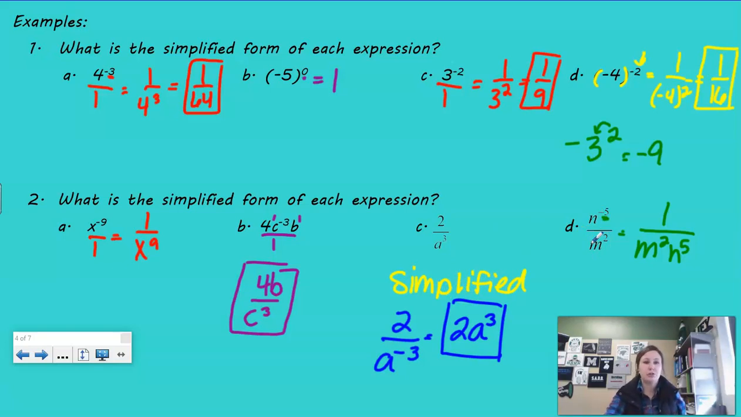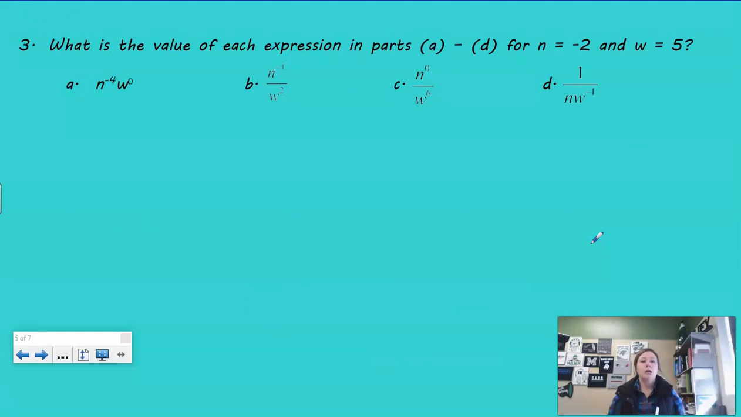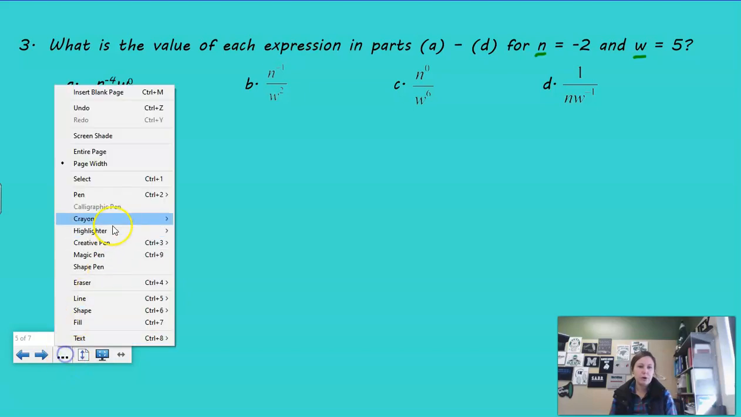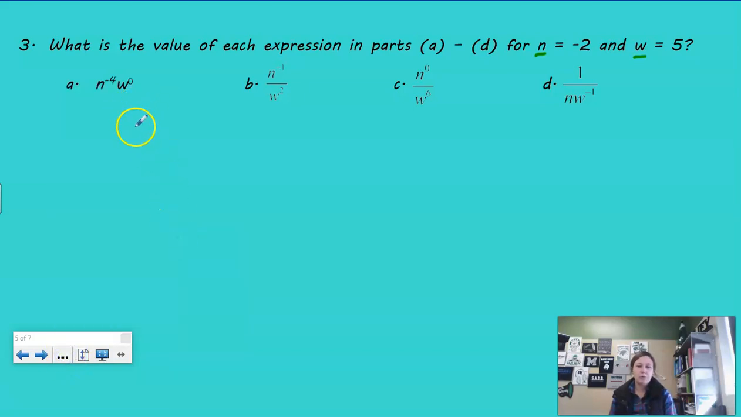All right, so moving on to example number 3 here. Very similar to what we did in number 2, but then there's an added part to it because if you'll notice in the directions, we now are told what our value of our variables are. N is negative 2 and W is 5. So the first thing that you're always going to want to do on these, just to make life easier, is to simplify all of your exponents, make them positive, get rid of things raised to the 0 power, etc., and then plug things in. So in part A, we'll notice that we have two parts here.